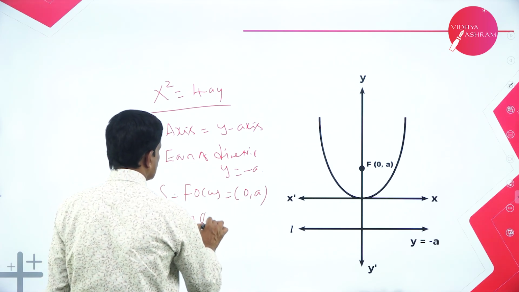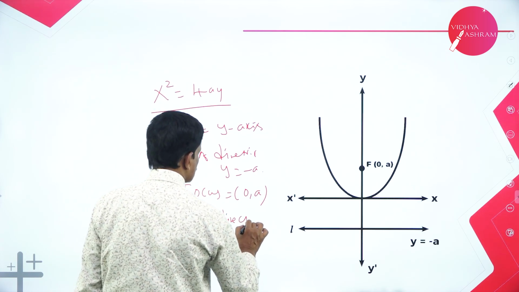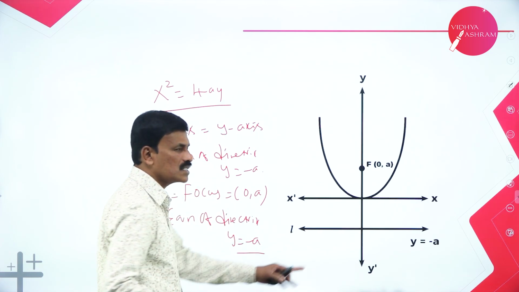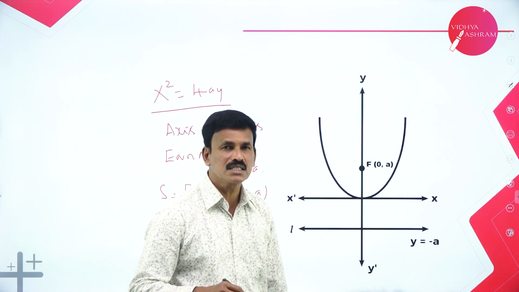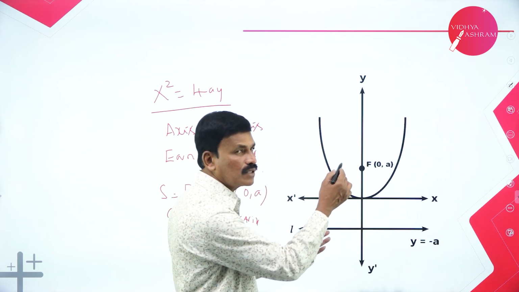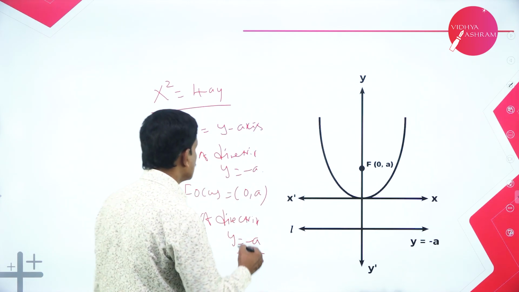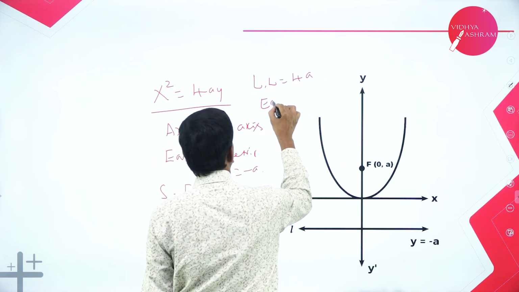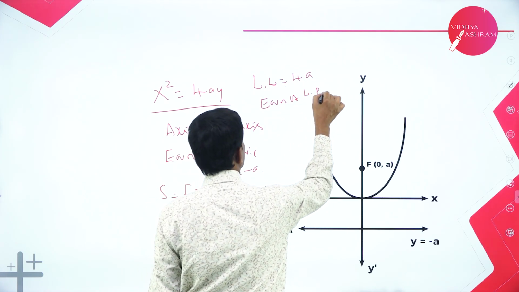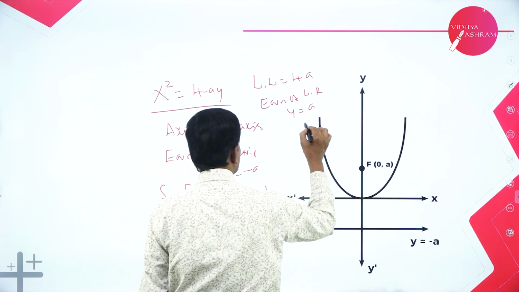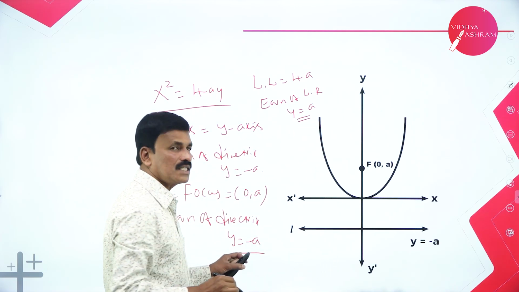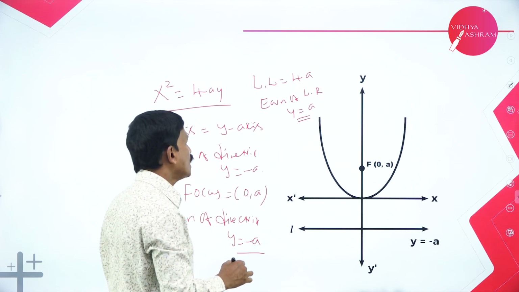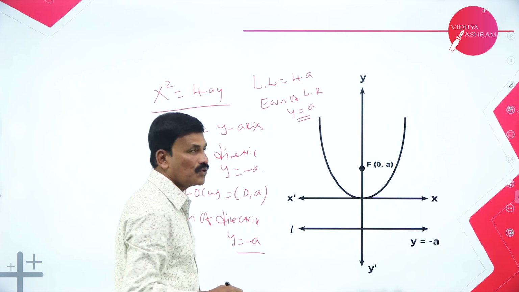The equation of the directrix is y is equal to minus a. Therefore the parabola is opening upwards. The equation of the latus rectum is y is equal to plus a, and the length of the latus rectum is 4a, right?